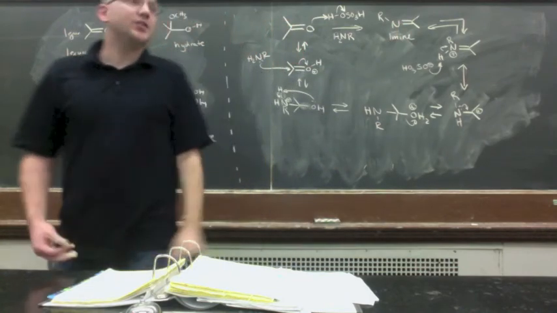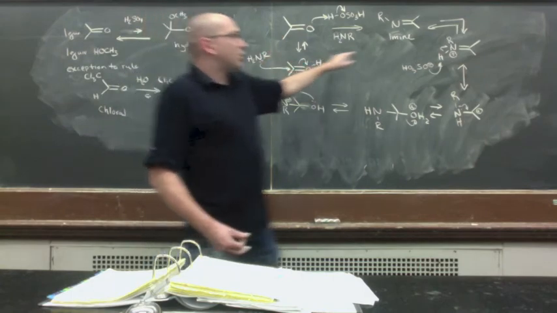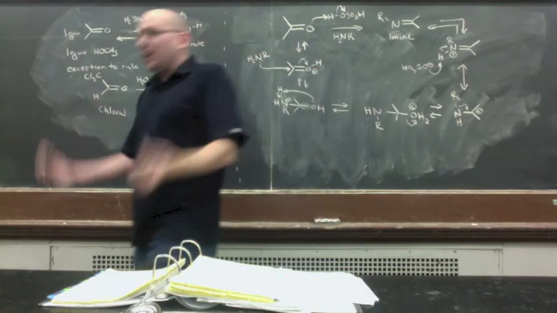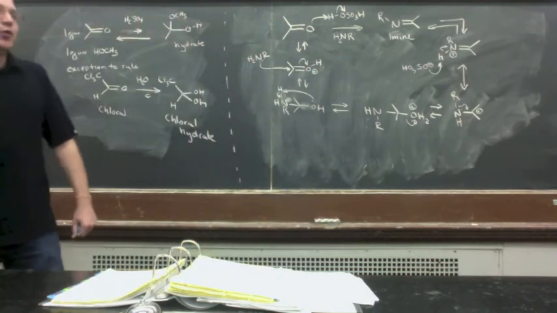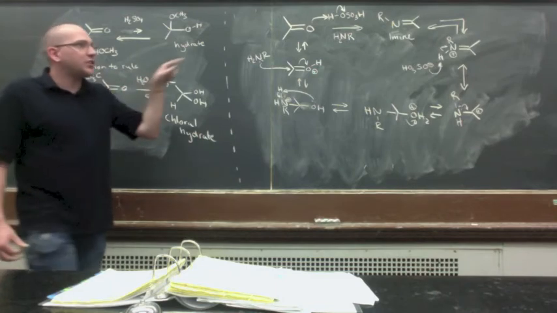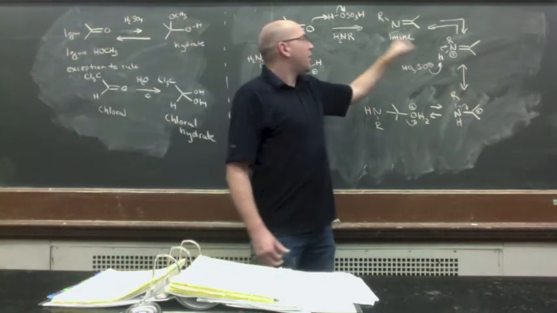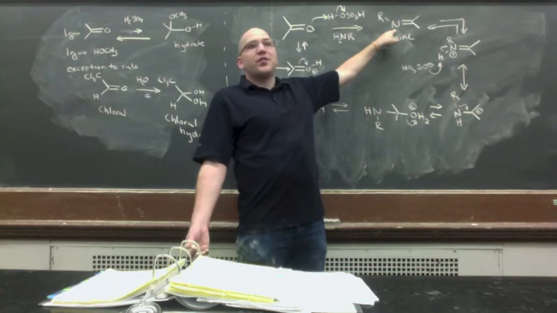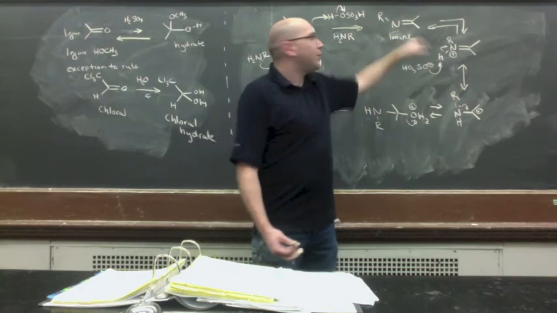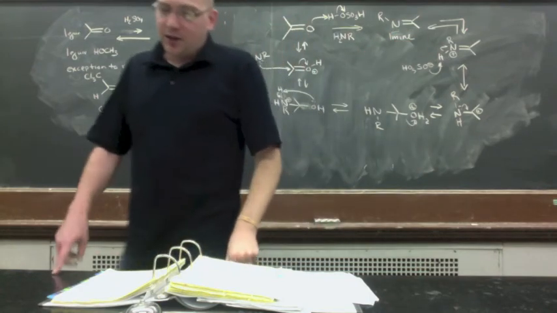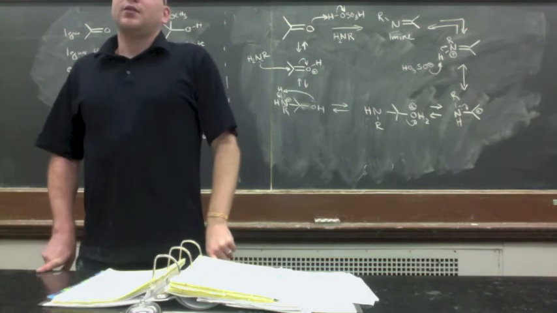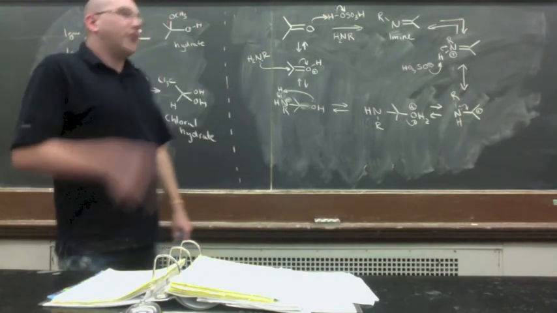So this is another reaction. It should be very analogous to the ketal formation, with the exception of the fact that nitrogen can be bonded to 3 different things. Because of that, you can make this molecule called an imine. Okay.